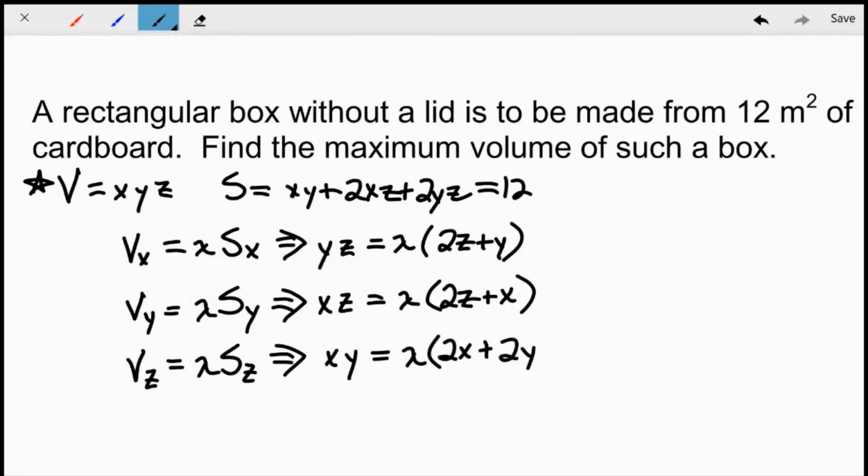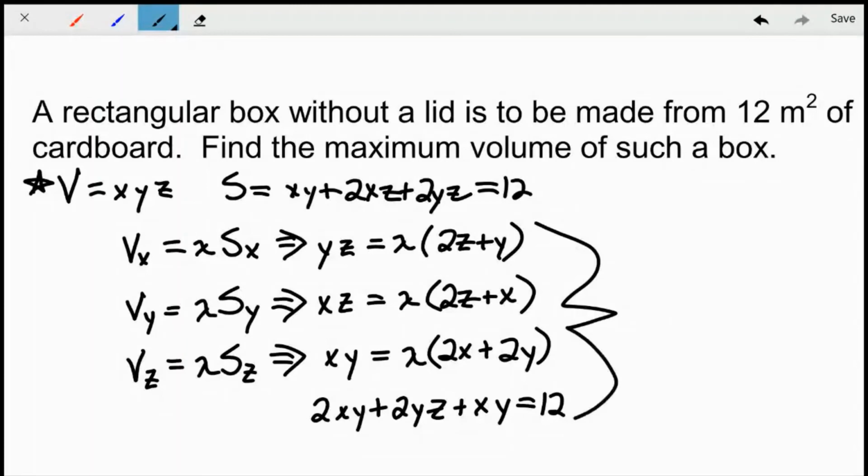2x plus 2y. As it stands right now, I have 3 equations and 4 unknowns because I don't know x, y, and z, and I don't know lambda. We do have one more equation though. Remember, the constraint function itself is a relationship between x, y, and z. So my 4th equation in this system of equations is 2xz plus 2yz plus xy equals 12. And now you can say, okay, that's a system of equations, so let's go through and solve the system.